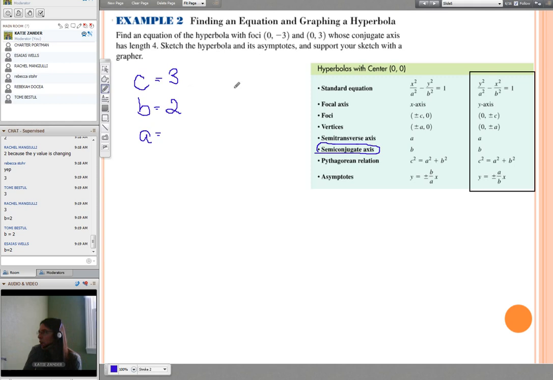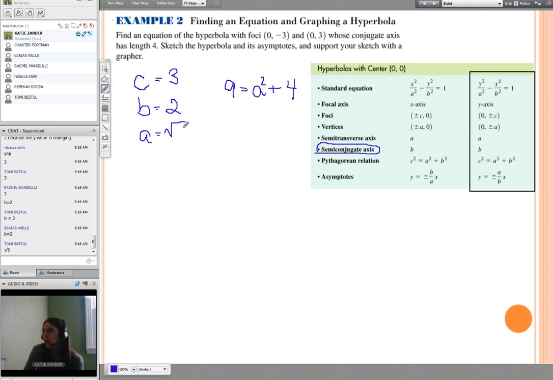All right, let's see if we can find our a. If I plug in what I know into the Pythagorean relation, we have to work backwards a little bit. And what do we get there? Square root of 5, right? Because 9 minus 4 is 5, and then we have to take the square root of that.